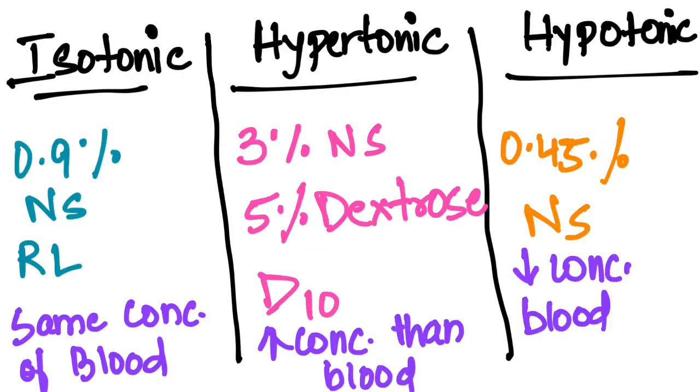Then we have categorization of fluid into isotonic, hypertonic and hypotonic. Isotonic means when the fluid concentration is the same as that of blood. So that is your normal saline 0.9% and RL, you can give as an isotonic solution. If we talk about hypertonic, that means the concentration of fluid is more than that of blood. So that means 3% normal saline, 5% dextrose, D10, these all are hypertonic solutions. And if you talk about hypotonic solution, that means when the concentration of fluid is less than the blood. So that is 0.45% normal saline. So these are hypotonic solutions.